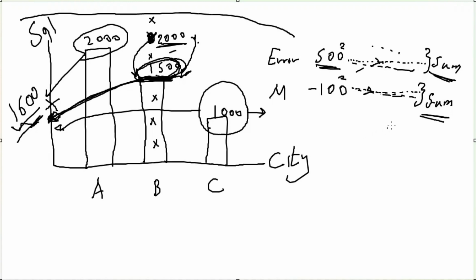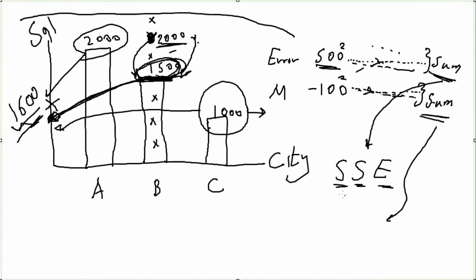We will call the first sum, by common sense, the sum of squared errors. And we will call the second sum the sum of squared model.